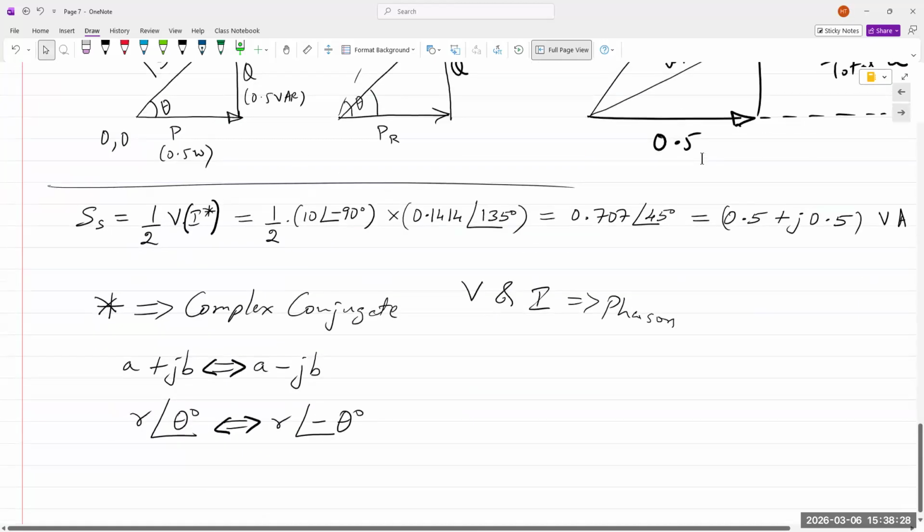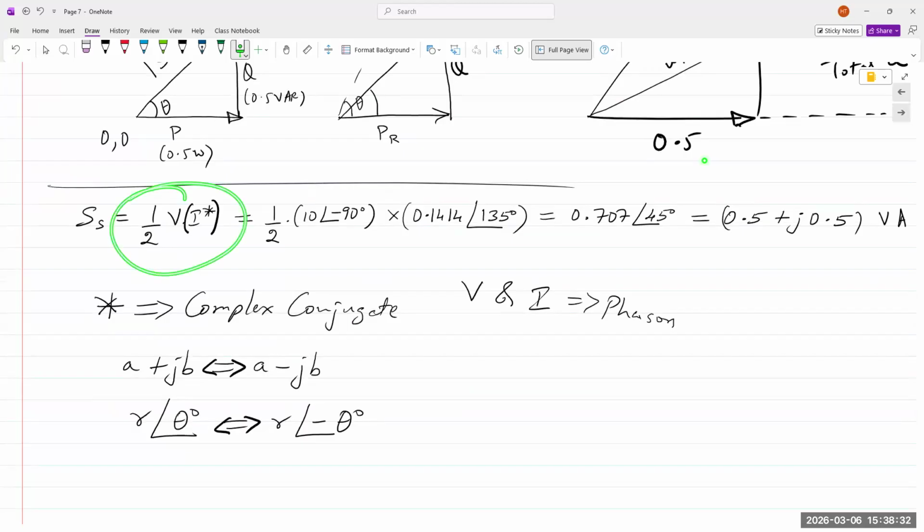Another way is by using the equation one half V I asterisk. Sorry, this is the voltage, 10 with an angle of minus 90. I was 0.1414 with an angle of minus 135. The complex conjugate would change the sign of the angle, becomes plus 135. You solve that and you obtain the exact same answer.